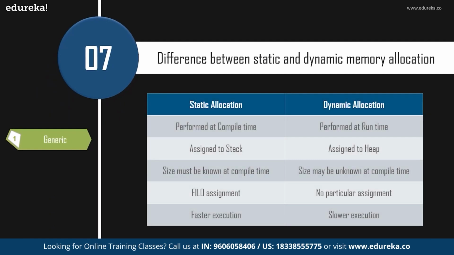Let's first understand static memory allocation. Static memory is allocated for declared variables by the compiler. The address can be found using the address of operator and can be assigned to a pointer. The memory is allocated during compile time, while dynamic memory allocation is done at the time of execution, that is, at runtime. Hence, it is known as dynamic memory allocation.